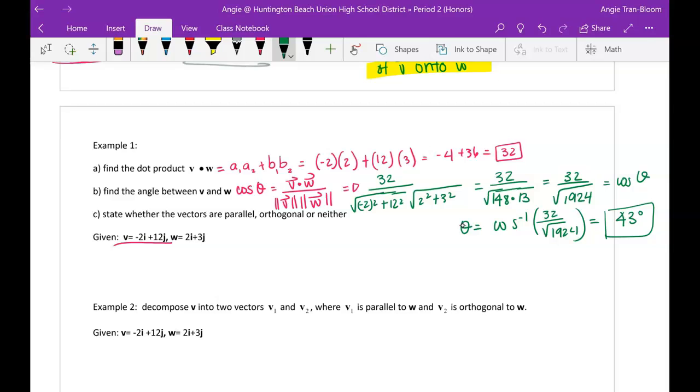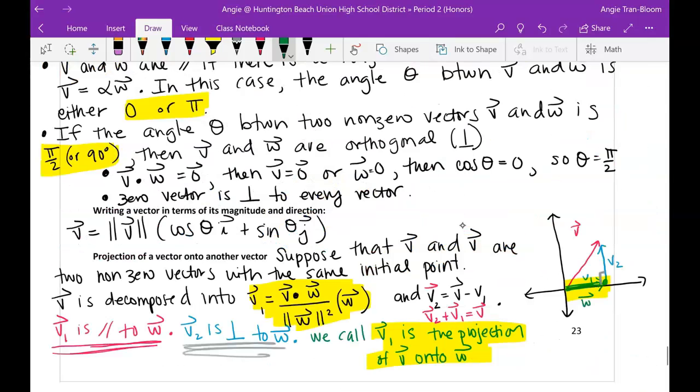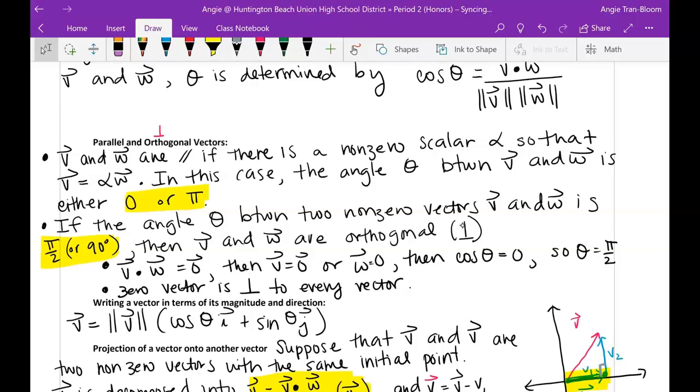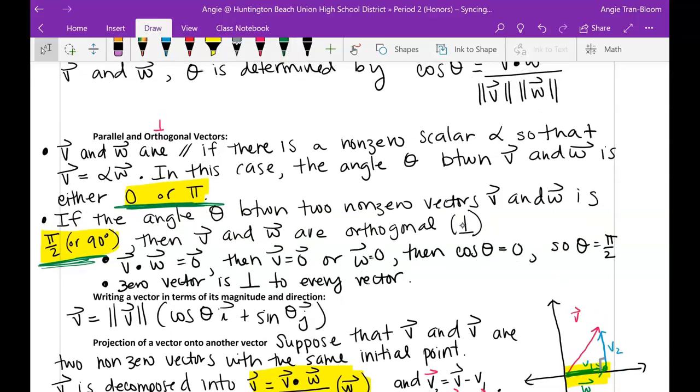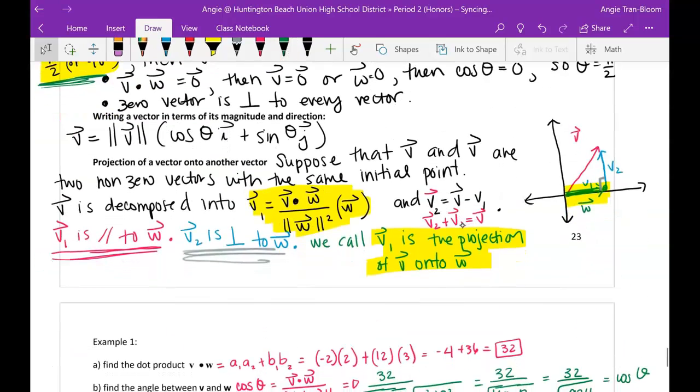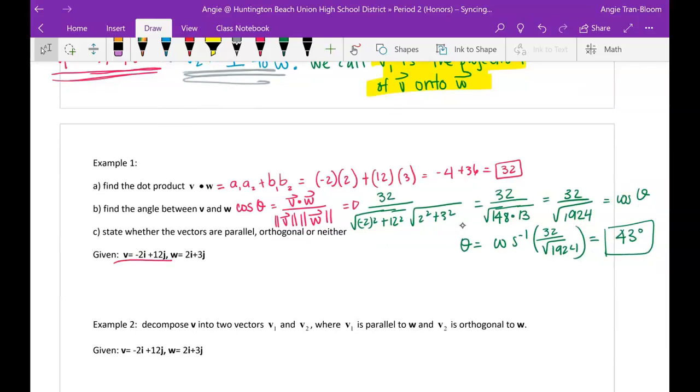C, state whether the vectors are parallel or orthogonal. Okay, so to be parallel, remember we talked about this just a minute ago. To be parallel, the angle in between the two of them has to be 0 or pi, or 0 and 180. To be perpendicular or orthogonal, the angle has to be pi over 2. So this is 43, so it's neither.